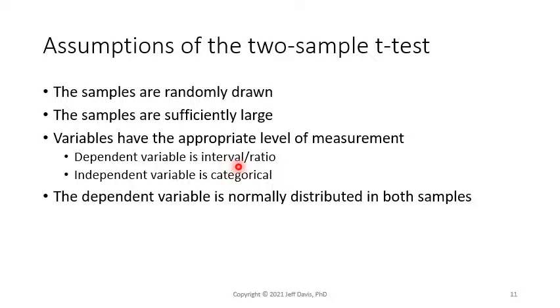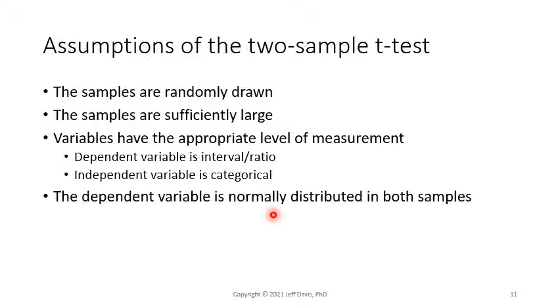The dependent variable is interval or ratio, or again, it could be a proportion. And then the independent variable is categorical. Again, folks, only two values since we're only working with a two-sample t-test.